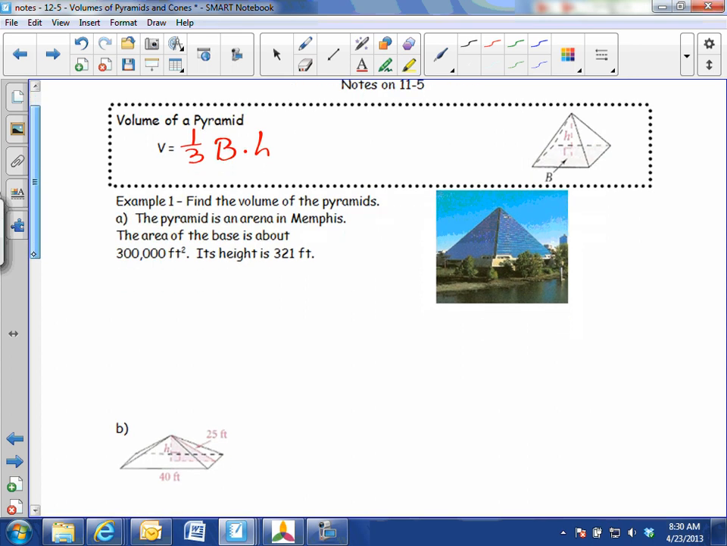Okay, so example 1 says find the volume of the pyramid. This pyramid is an arena in Memphis. The area of the base is about 300,000 feet squared. Its height is 321 feet. So to find the volume, I'm going to take 1/3 times big B times H. What information did they give us? The area of the base. So the area of the base is our big B, that's our 300,000, and our height is 321.